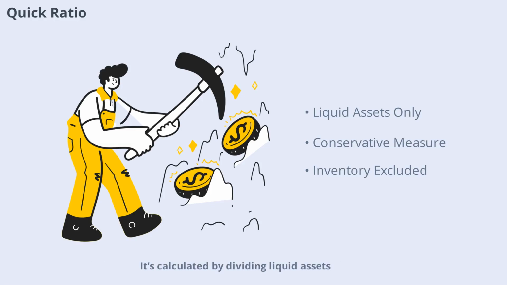Quick ratio, also known as the acid test ratio, is similar to the current ratio but excludes inventory from assets. It's calculated by dividing liquid assets like cash and receivables by current liabilities. This ratio gives a more conservative view of a company's liquidity, showing whether it can meet obligations without selling inventory. It's especially useful for businesses where inventory may not be easily converted to cash.